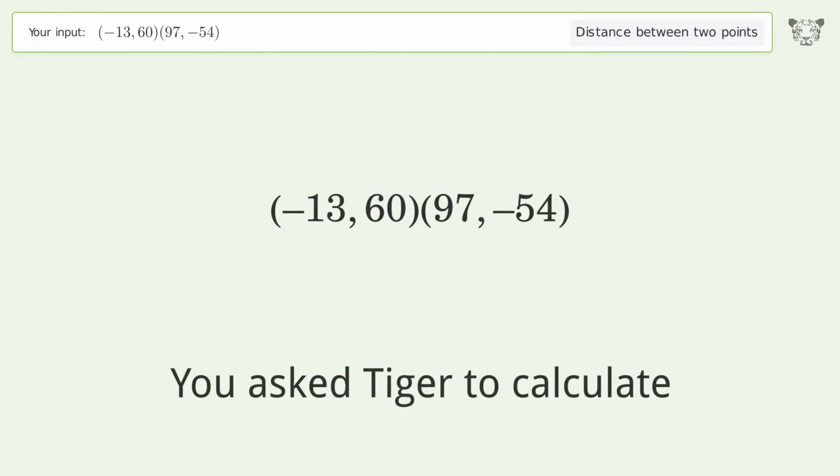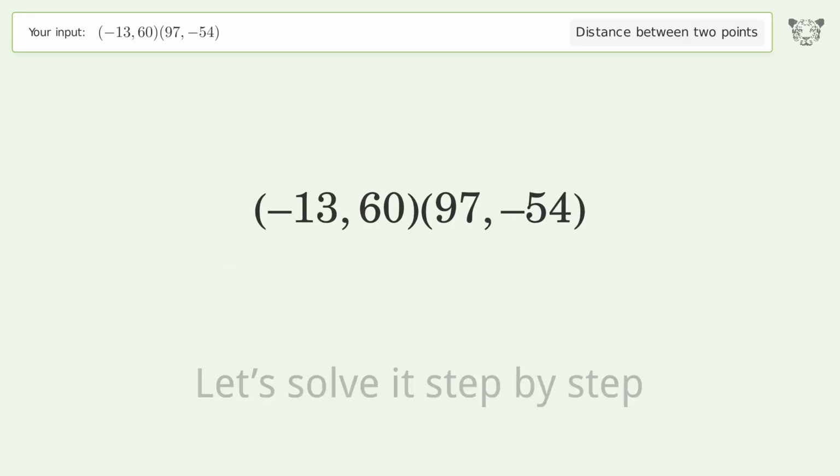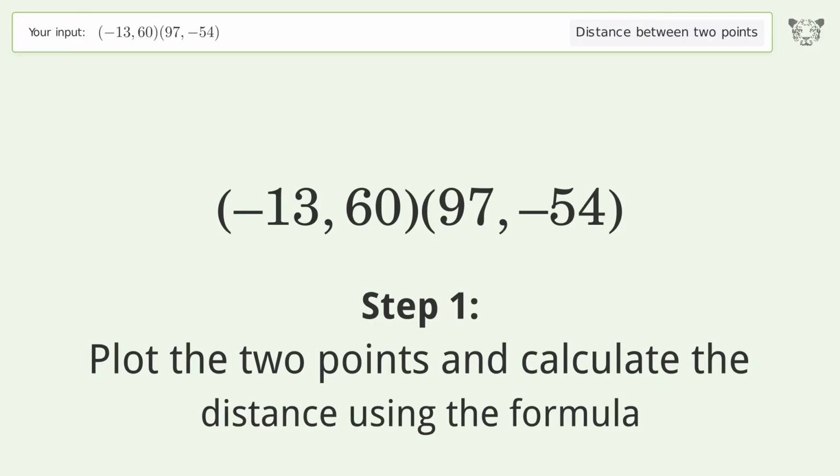You ask Tiger to calculate. This deals with the distance between 2 points. The distance between the 2 points is the square root of 25,096, or 158.417. Let's solve it step by step. Plot the 2 points and calculate the distance using the formula.